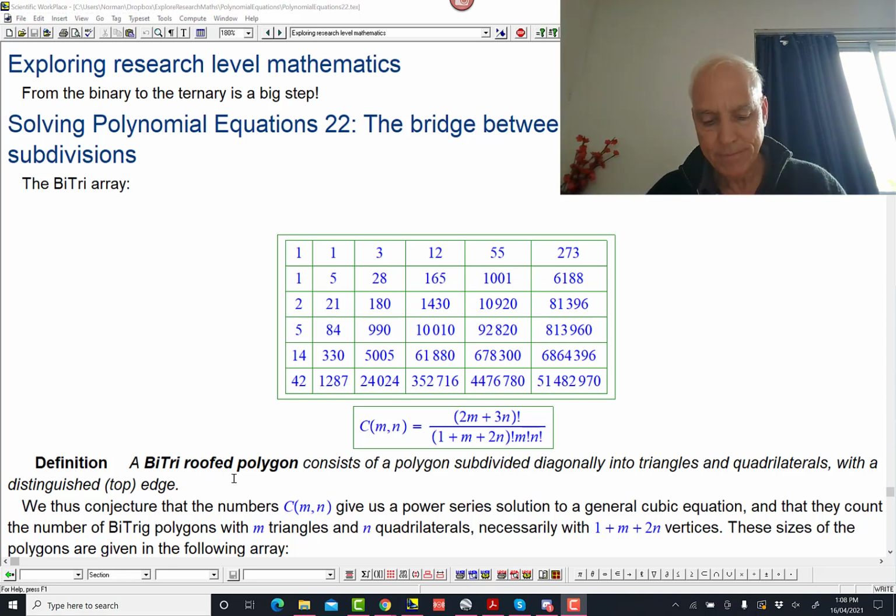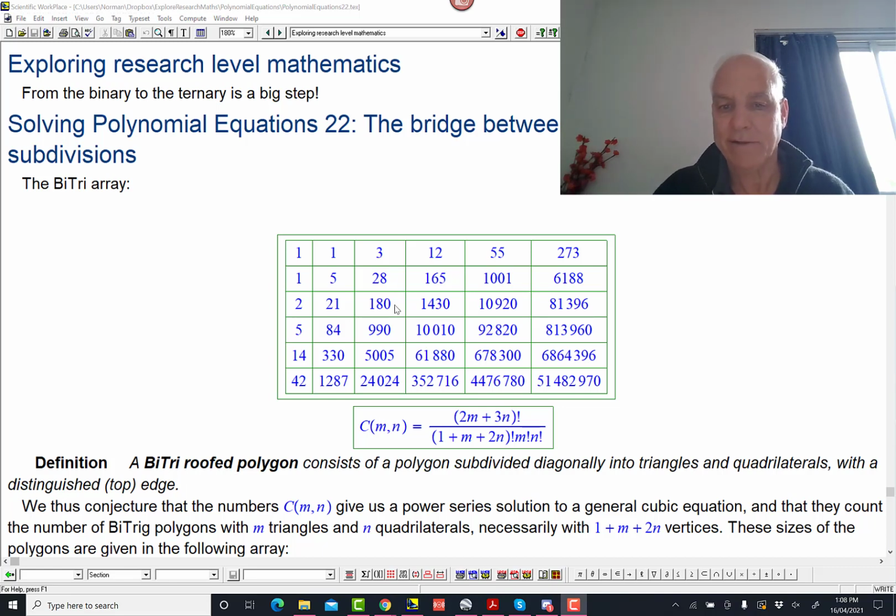So in the usual language of trees, people talk about rooted trees or rooted polygons, maybe. For us, the special node is not at the bottom, it's actually at the top. So I think roofed, which is just a small perturbation of that, is actually a more apt term, okay? So let's agree to that. Bi-tri-roofed polygons, those are the things that we're considering.